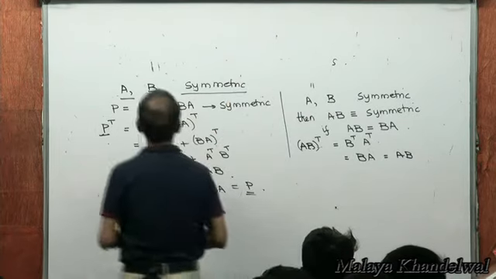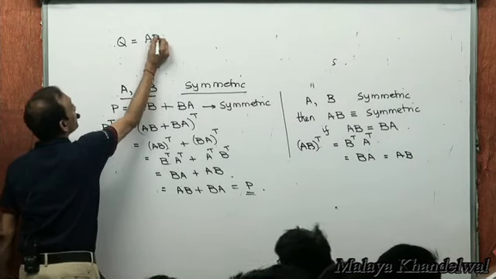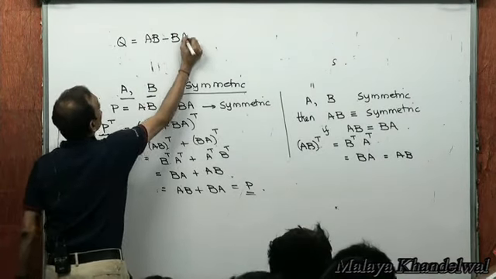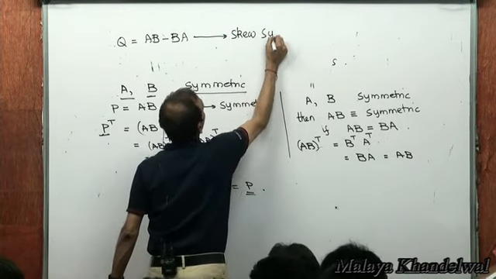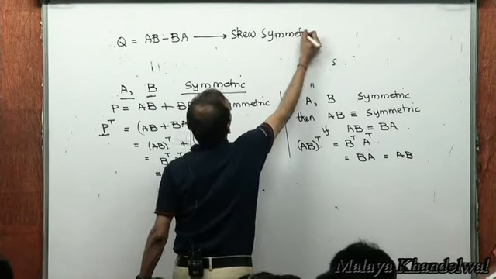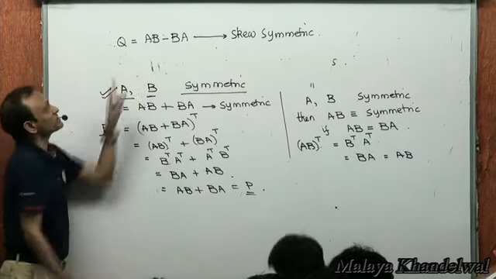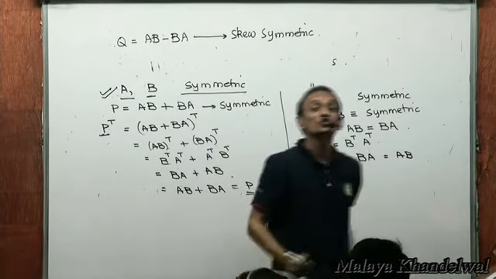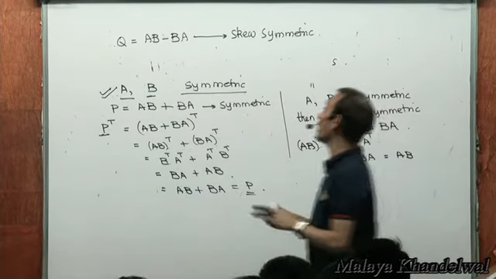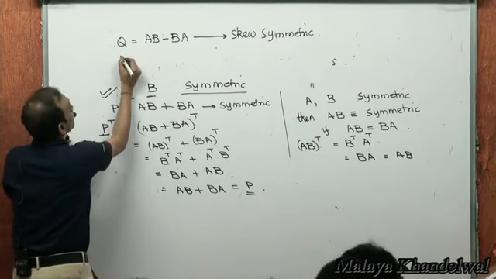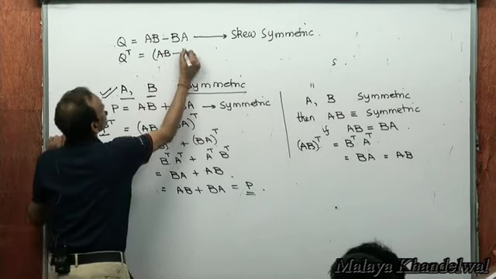Also, Q, which I claim is AB minus BA, will be skew symmetric. I claim if A and B are symmetric matrices, then AB minus BA will be a skew symmetric matrix. Right? Let's see how. Same way. What is Q transpose? Q transpose is like AB minus BA transpose.